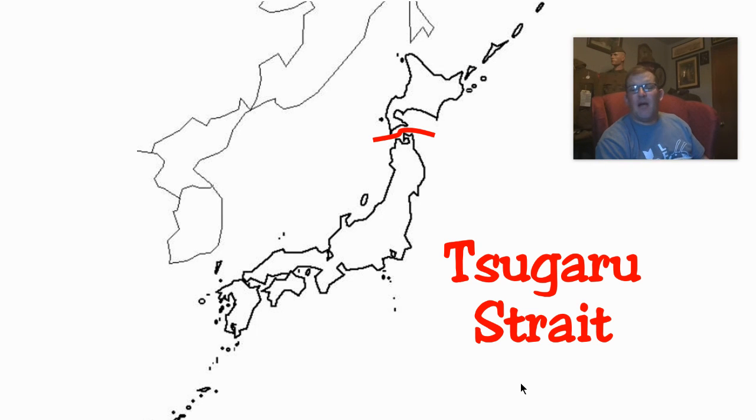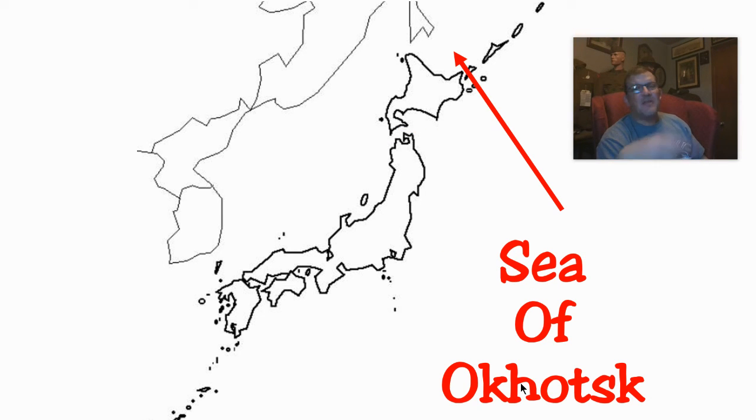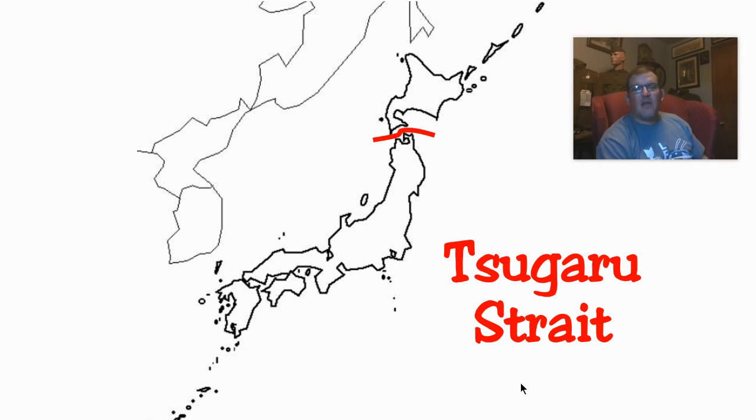Here's another one that, well, actually, let's go back to the Sea of Okhotsk. I'm not sure why, but a lot of people forgot to label the Sea of Okhotsk. I asked them to go back and do it, and they were able to get that done. The same thing with the Tsugaru Strait. The Tsugaru Strait is this narrow body of water that separates the island of Hokkaido and Honshu. A lot of kids left that one off, and I asked you to put that back in. So double check, make sure you've got the Sea of Okhotsk and the Tsugaru Strait.